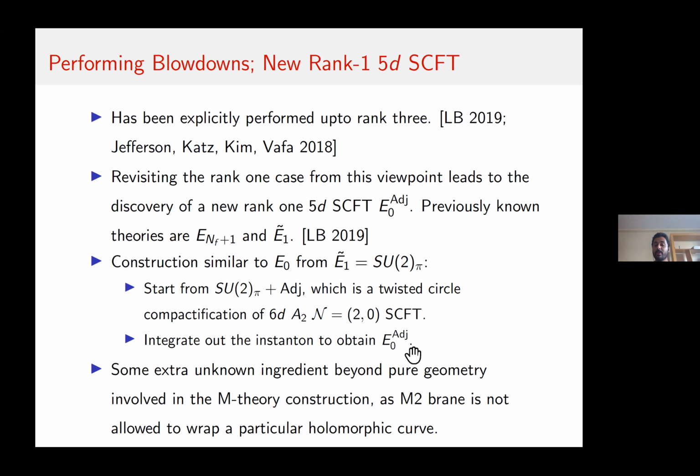And its M theory construction has some points which are different from other cases. So we believe that there is some non-geometric ingredient involved in the M theory construction, whose identity is so far unknown. And we know that this ingredient should exist because there is a particular holomorphic curve in the surface geometry that an M2 brane is not allowed to wrap. This is just for consistency purposes, and this is not a geometric effect. It should be due to some flux of some field in the M theory. And it would be interesting to figure out what precisely this non-geometric ingredient is.